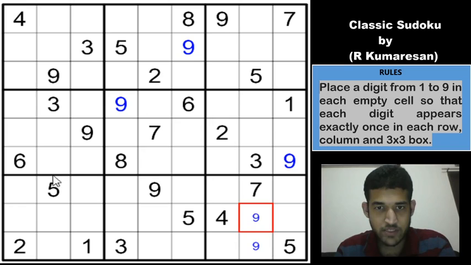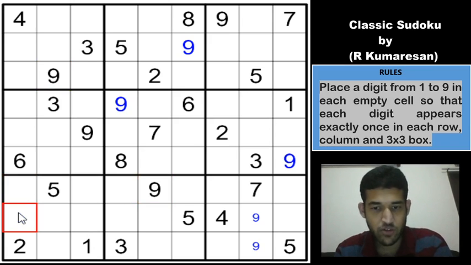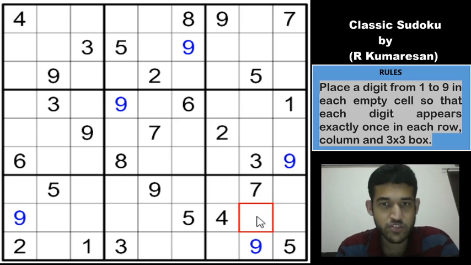And any more 9s? Okay, in box 7, 9 cannot be in column 2 and column 3, so 9 must be in one of these two cells, but 9 cannot be in row 7, so 9 would have to go here, and that gives a 9 here. So we have a very smooth start to the Sudoku.